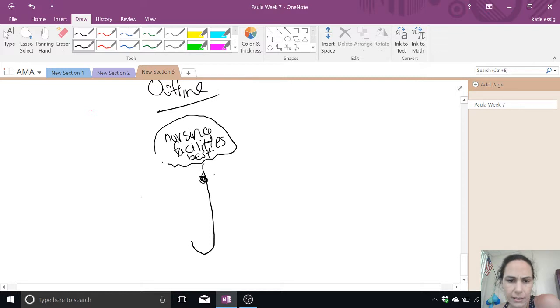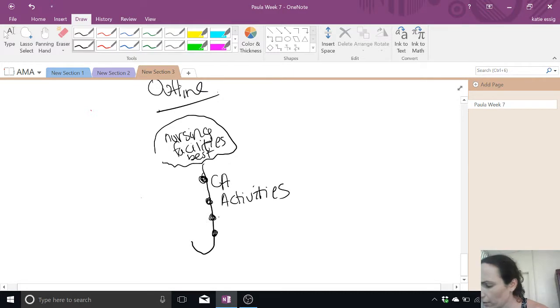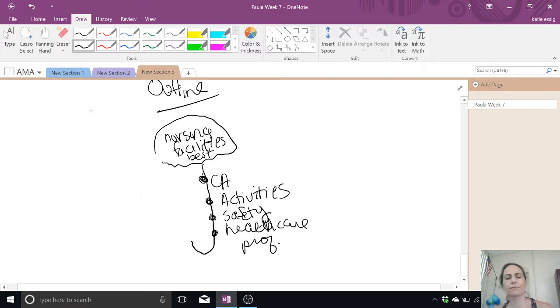In my essay, I then have a counter argument, and then I have the 3 arguments. When I look at your essay, I see what the 3 things were that you identified. The first body paragraph is about the activities being excellent. In argument paragraph 2, you write about safety. And in argument paragraph 3, you write about the fact that you have healthcare professionals on staff. So this is the outline of my essay.